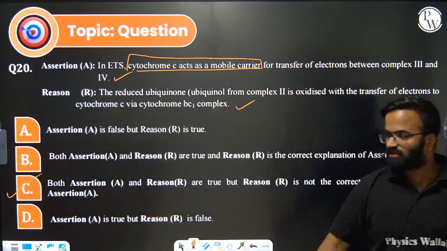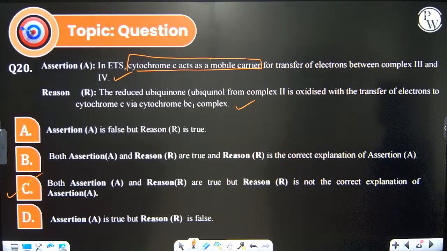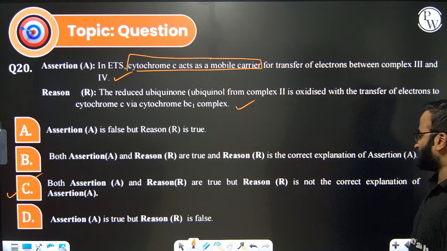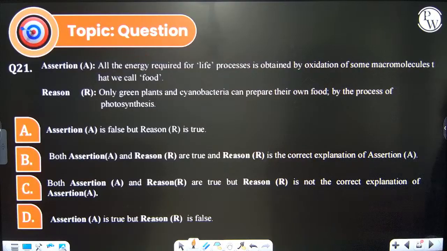C as my answer. I hope you are in agreement with me. Contemplate on these questions. Next, let's see the next question.